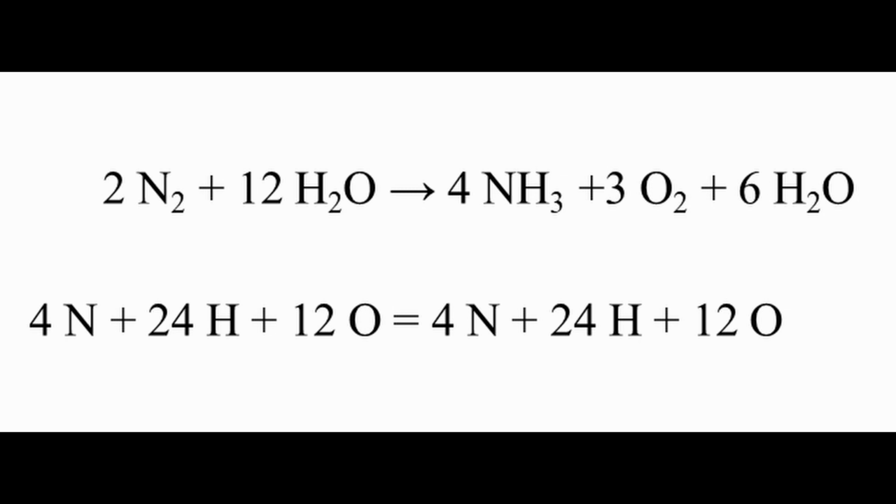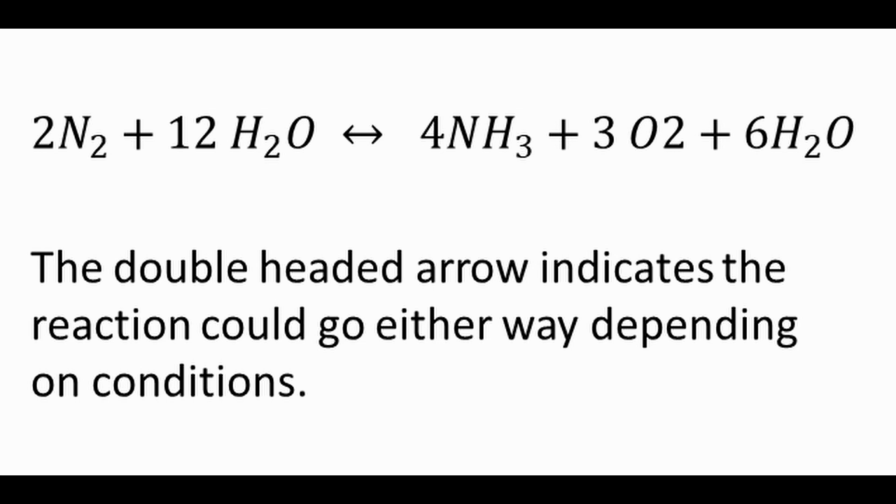2 N2 plus 12 H2O becomes 4 NH3 plus 3 O2 plus 6 H2O. The excess water never reacts and ends up on the product side. We can confirm the elements are conserved because the number of N's, H's, and O's on both sides are the same. In real equations, we could use the double-sided arrow to indicate the direction of the reaction could go both ways or be an incomplete reaction depending on the temperature.